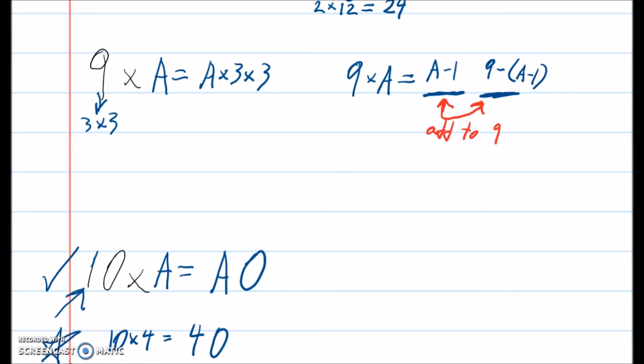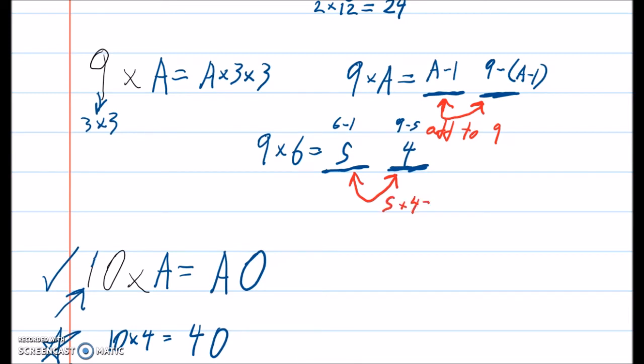So let's do a real example of it so we can actually see what it looks like. So 9 times 6. Our first digit is A minus 1, or 6 minus 1. What's 6 minus 1? 5. Perfect. So our second digit would be 9 minus the 5 that we just put down. And what's 9 minus 5? 4. So we can double check that we did this right. Do those two add to 9? 5 plus 4 equals 9. Fantastic.